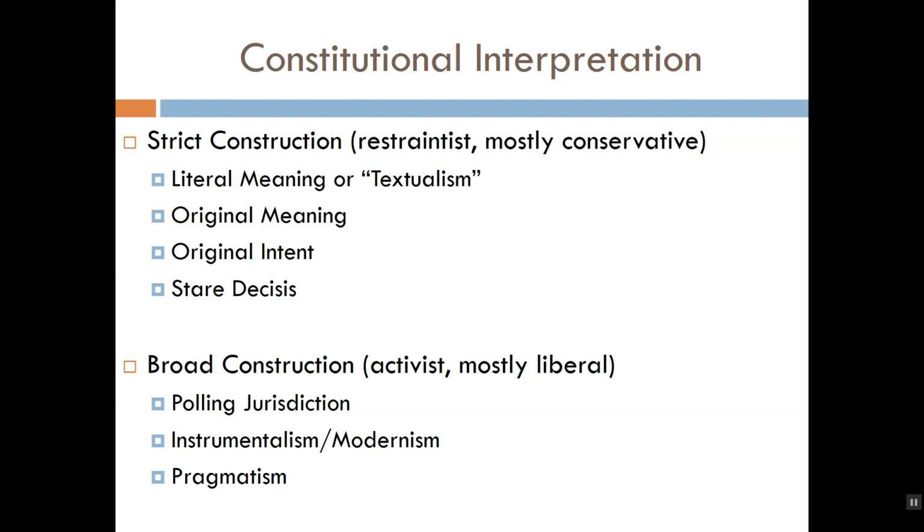Let me give you an example. If I were to take an original meaning approach to interpreting the Constitution, I could argue that when the First Amendment was written to protect our freedom of the press, it was meant to apply, or it did apply, only to newspapers. Why? Because at the time that the Constitution was written, the term press was used in reference to a literal piece of technology called the printing press, which was used to mass produce printed media.